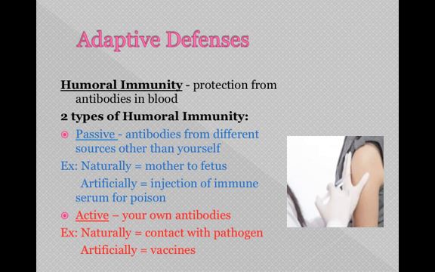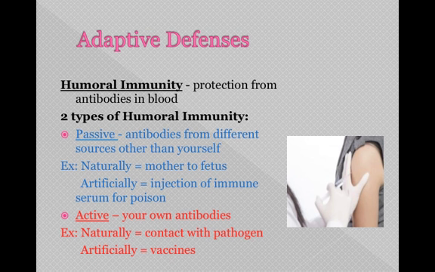There's two types of passive humoral immunity. The first one is natural: the mother's antibodies are transferred to the fetus, so the fetus has immunity when it's born. Artificial is through the injection of immune serums. So if you're poisoned, they're going to inject you with an immune serum. That's artificial passive humoral immunity.